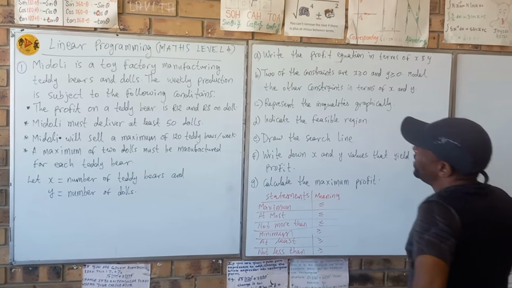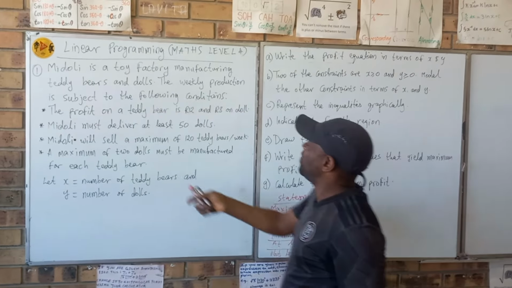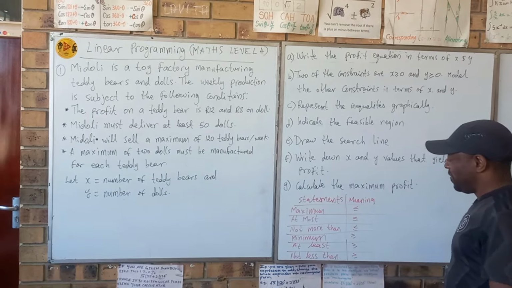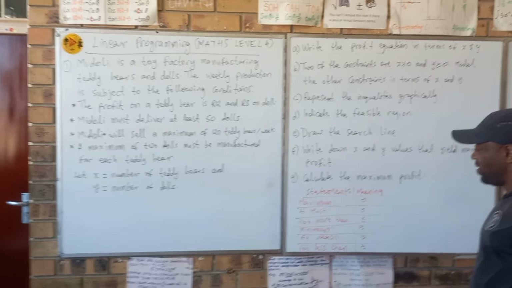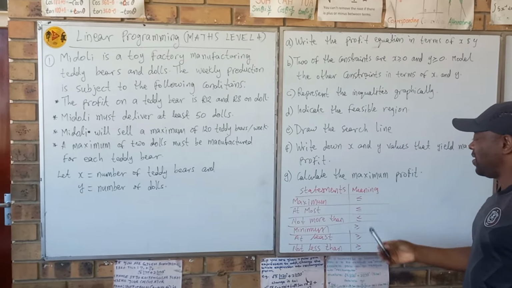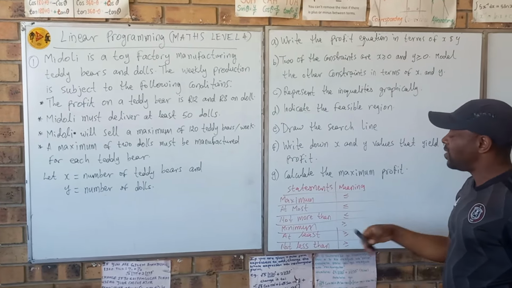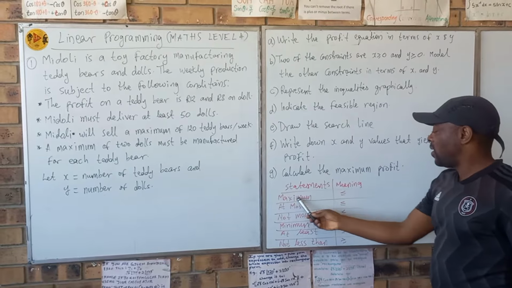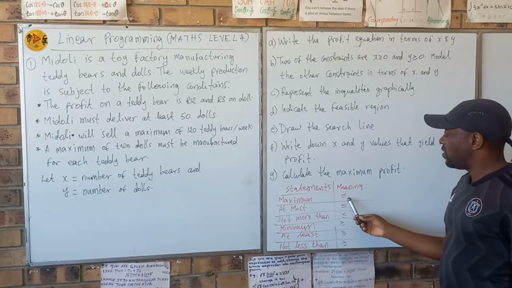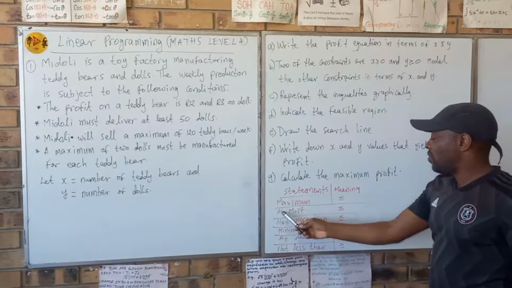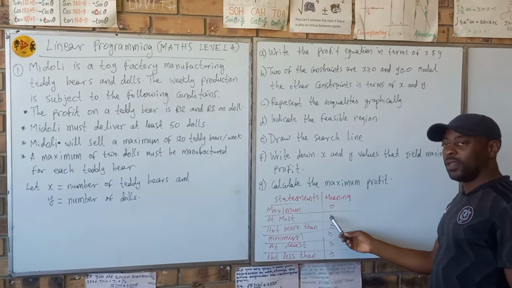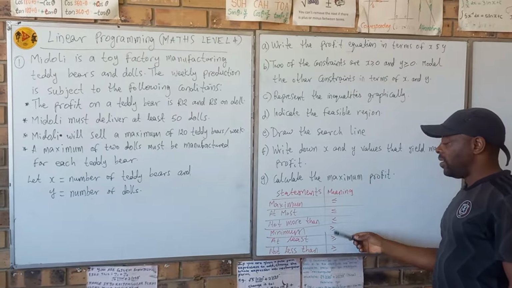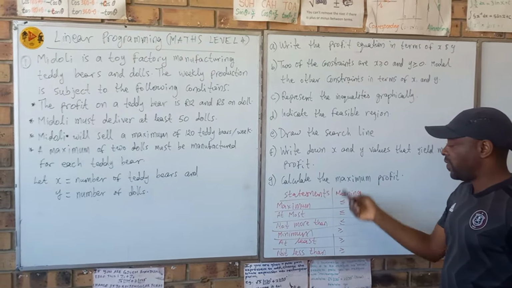Good day, guys. Today we are looking at linear programming for maths level 4. Usually, to make life easy for a maths level 4 student, you need to know a few statements that you usually see and their meanings. A statement like maximum means less than or equal to, at most means the same thing, less than or equal to, not more than means the same thing. So the last three are the opposite of the first three.